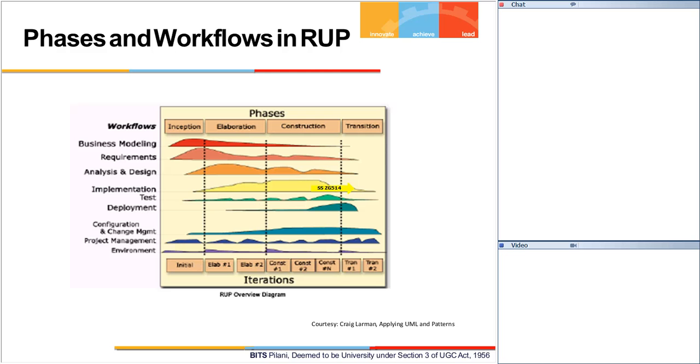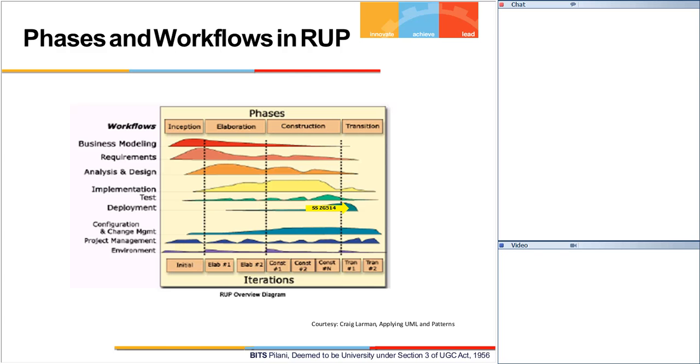Similarly, if you see the other discipline activity, say for example deployment, in inception there is hardly any work that is being carried out in the deployment activity, whereas in elaboration you start with some level of deployment activity. When you're in the construction phase, in the initial iterations there is very little work being done in the deployment discipline, whereas it increases when you approach the latter iterations of the construction phase, right? And then it takes a peak when you are in the transition phase.